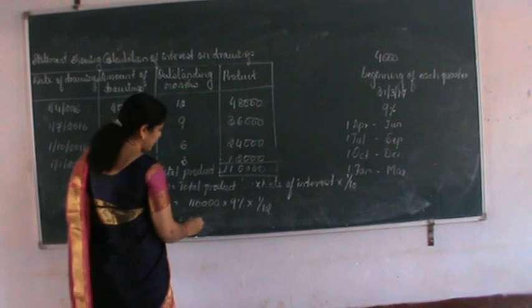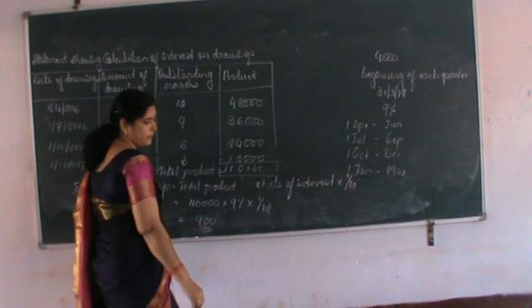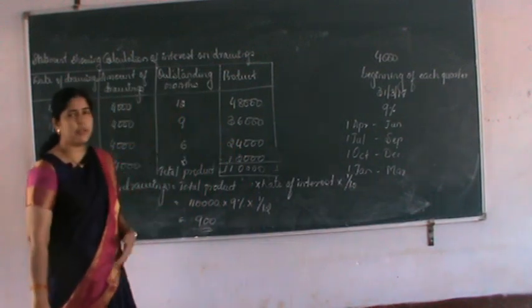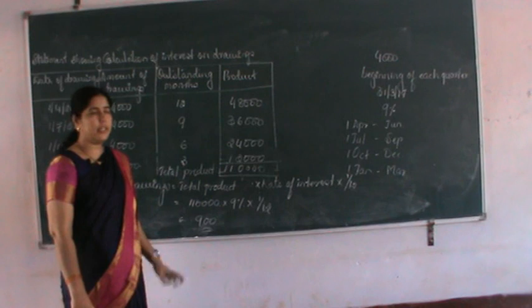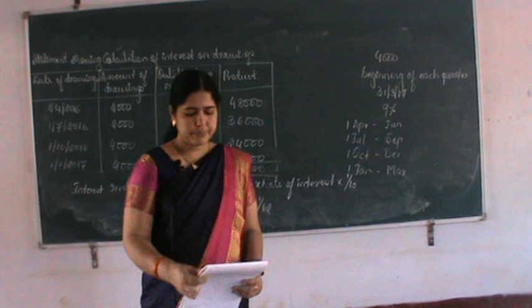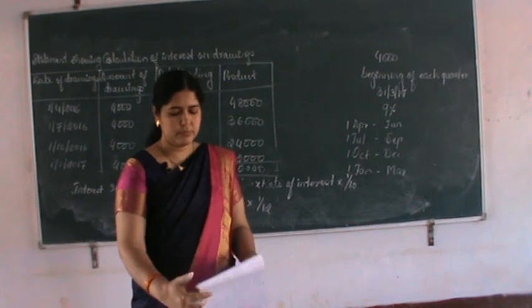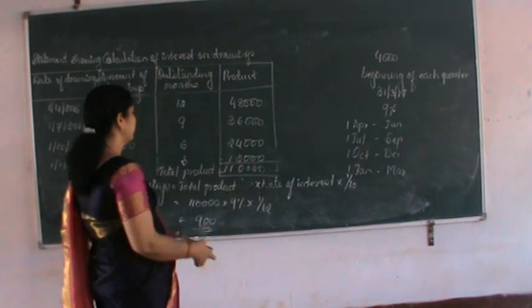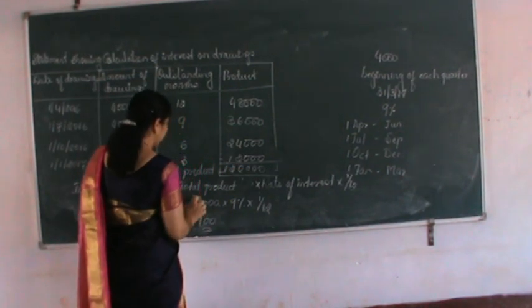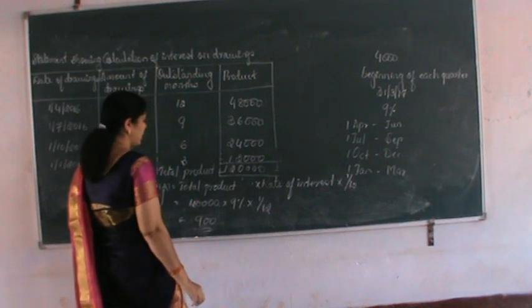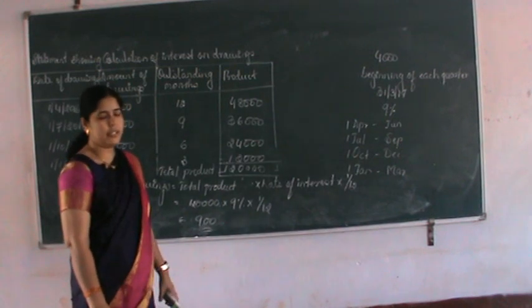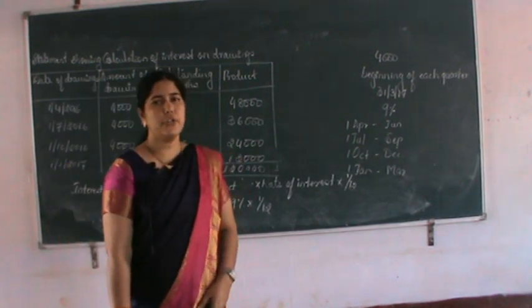It is 900. Okay. So this is how you have to calculate the interest on partners' drawings under the product method. Sorry, it is 1,20,000. So 1,20,000 into 9% into 1/12, that is 900, is the interest on partners' drawings.